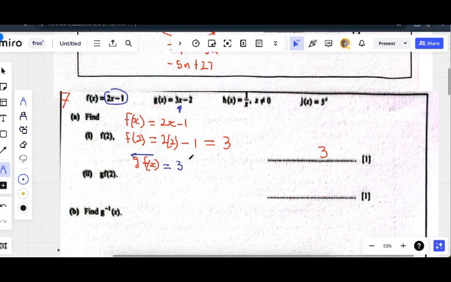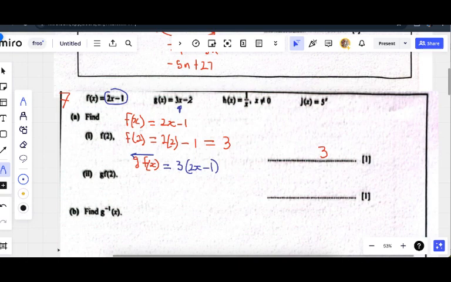Now in place of x, I'm going to take the whole of f of x and put it inside g of x. So this 2x minus 1, I'll use it to replace x. You take the whole of f of x, which is 2x minus 1, and put it to replace x in g of x. So I will put here 2x minus 1, then we close the bracket. And then we now say minus 2.